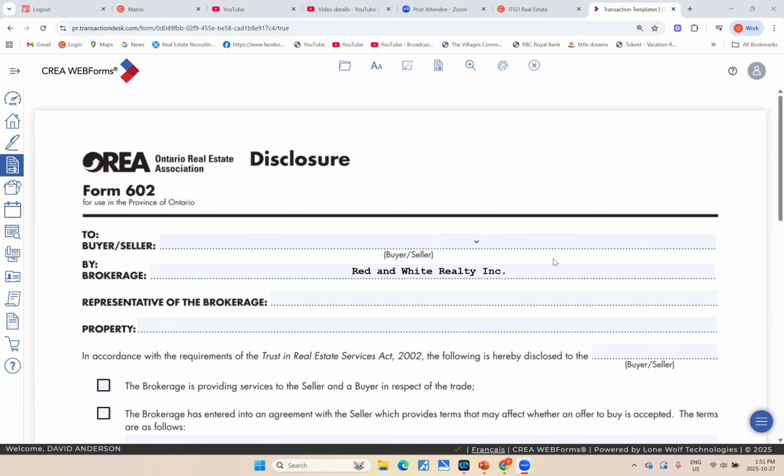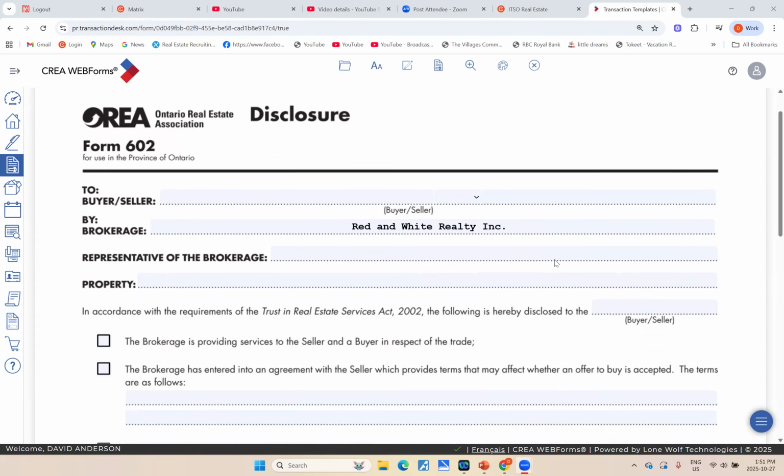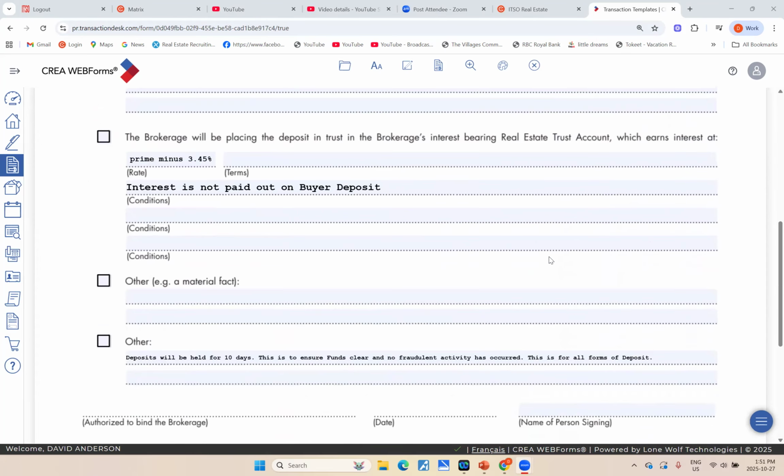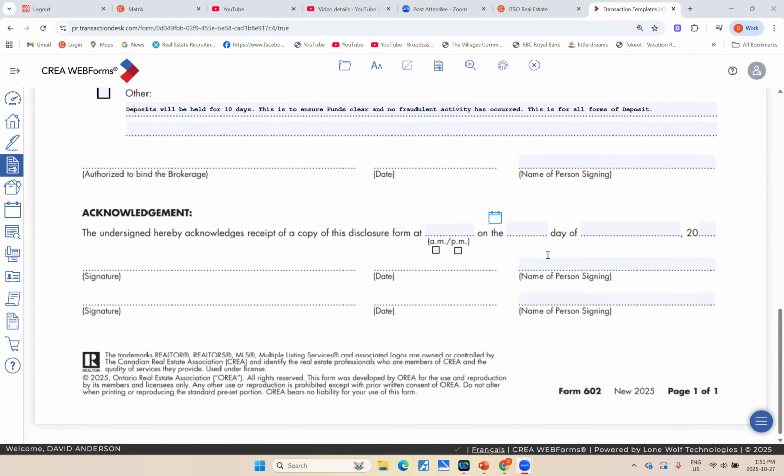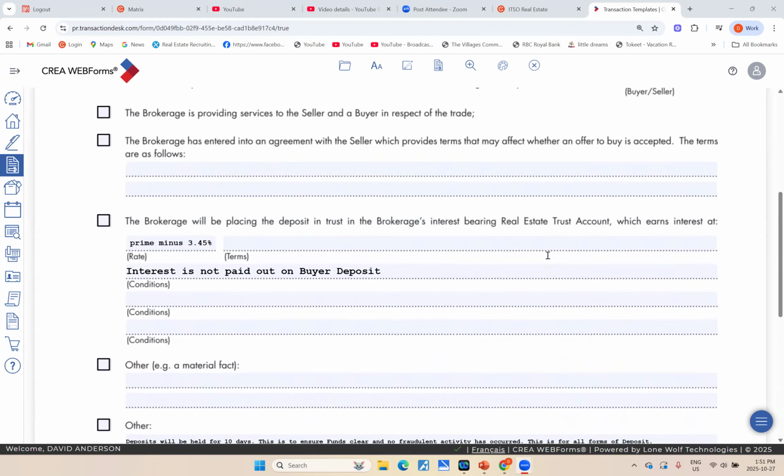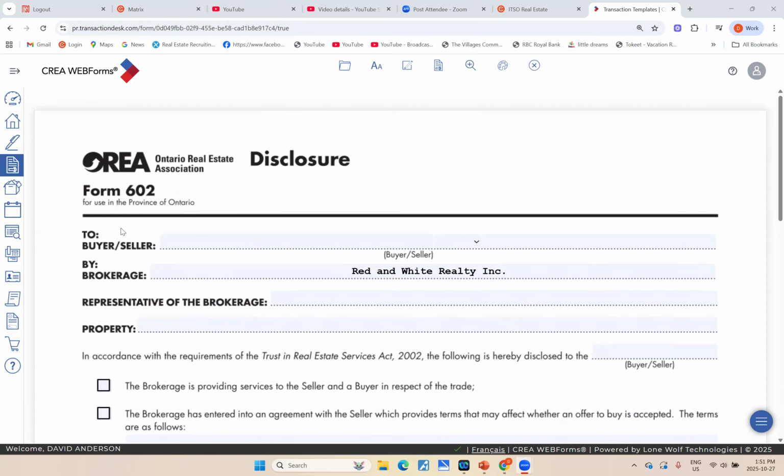Form 602, the disclosure form. This form can be used if you are working with a seller or working with a buyer. It's basically a disclosure form that you can use for various different reasons. The reason we use it as a brokerage is to talk about our trust funds and also about interest on the actual deposit.